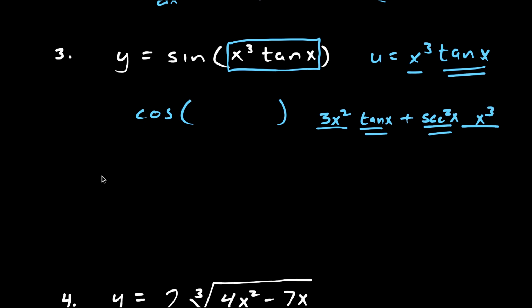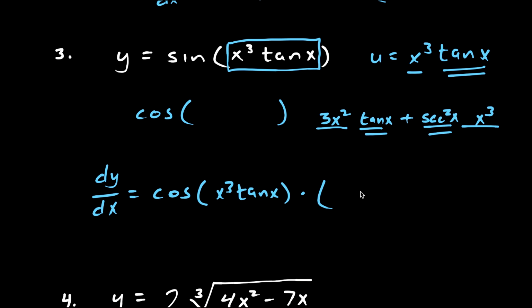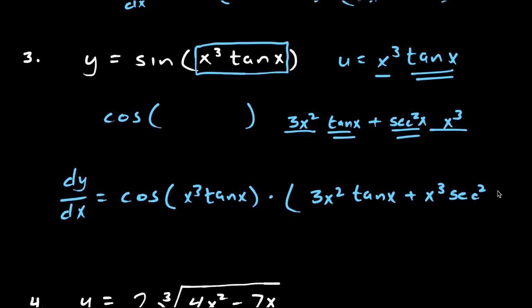So if we neaten this up, we can say that dy dx is equal to the cosine of u, which was x cubed tan of x. Notice that does not change. Then we multiply by the derivative of that inner function, which we can write as 3x squared tangent of x plus, put the x cubed up front, secant squared of x. And that's it.